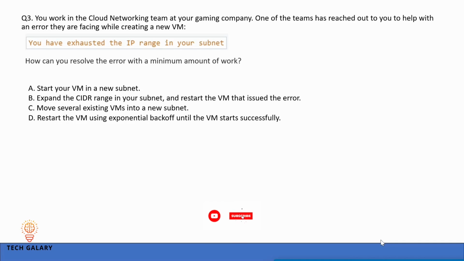Option A, start your VM in a new subnet. Option B, expand the CIDR range in your subnet and restart the VM that issued the error. Option C, move several existing VMs into a new subnet. Option D, restart the VM using exponential backoff until the VM starts successfully. The correct answer to this question is option B.